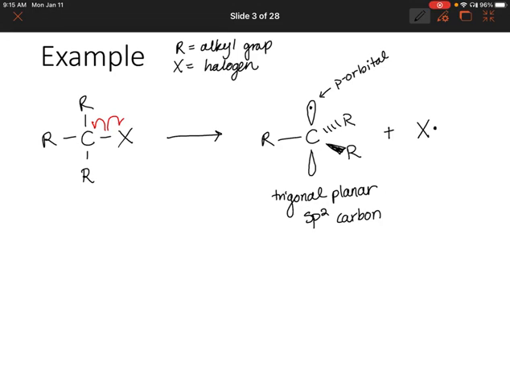Now let's talk about the stabilization of radicals. And this is very similar to carbocation stability.